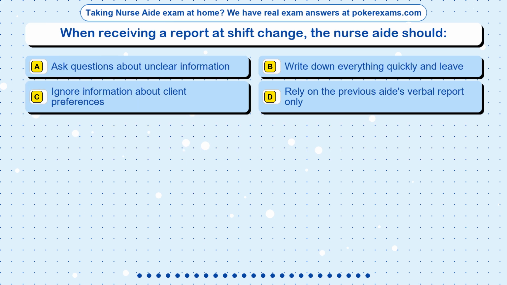Question 11. When receiving a report at shift change, the nurse aide should: Option A. Ask questions about unclear information. Option B. Write down everything quickly and leave. Option C. Ignore information about client preferences. Option D. Rely on the previous aide's verbal report only.